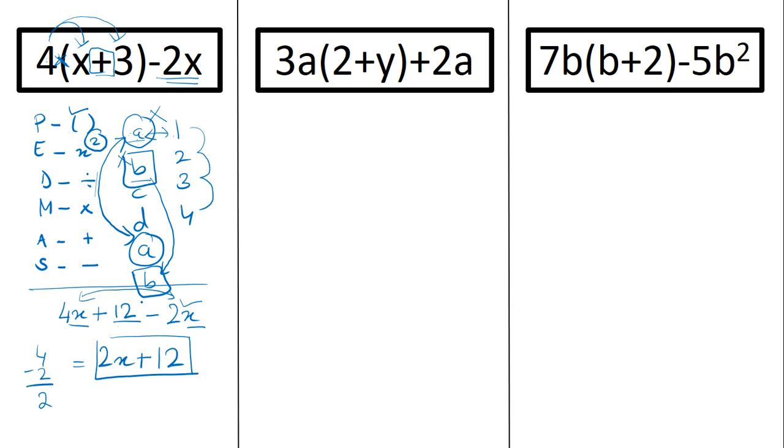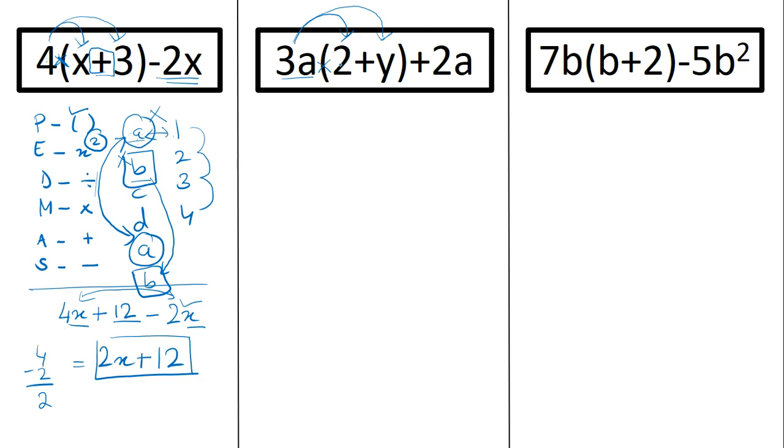So I can't be doing a number with a variable. Now moving on, the next question. Now again, I have a 3a and then I have parentheses, which means there's a multiplication sign in between, which means that I'm going to be doing 3a. First, I have to multiply with 2, and then 3a has to be multiplied with y.